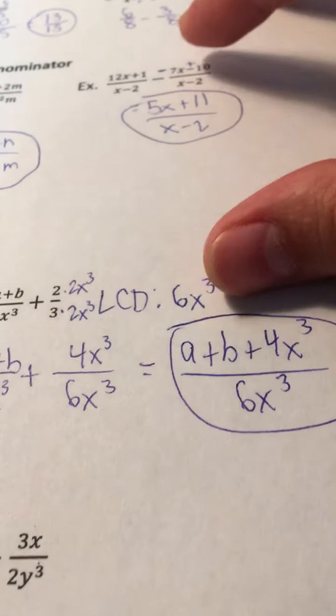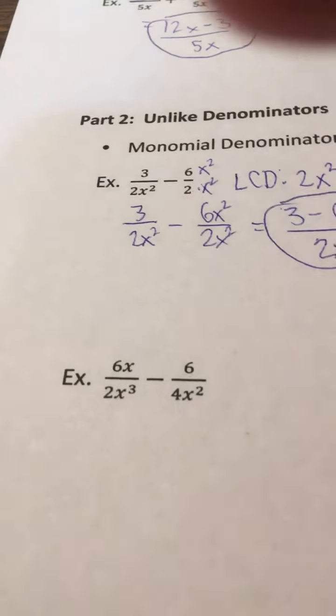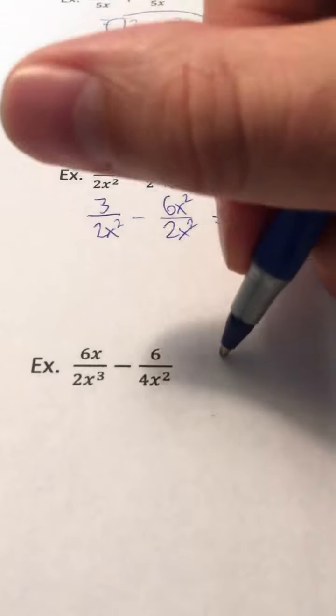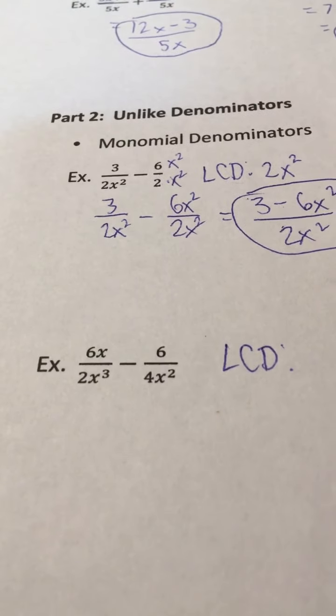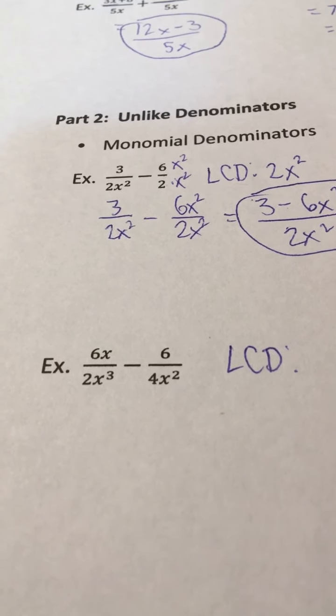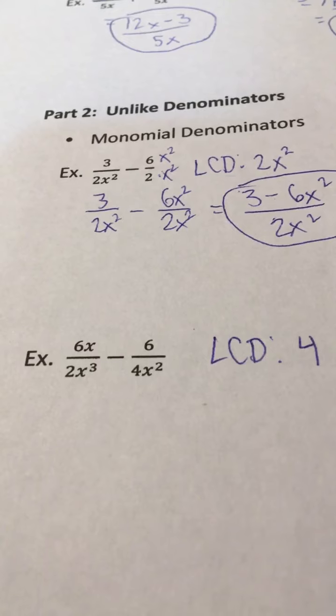Okay, 2 more quick problems. We are almost done. All right, this time I have 2x to the third and 4x squared, my LCD. Let's start with the coefficients. 2 and 4. What's the least common multiple of 2 and 4? It's 4. 2, 4, 6, 8. 4, 8, 12. 4 is the first number to show up in both lists.